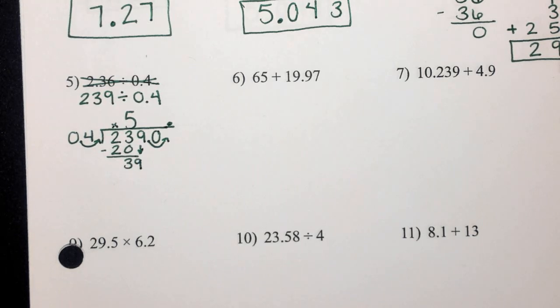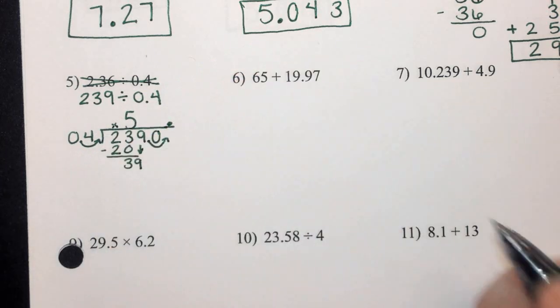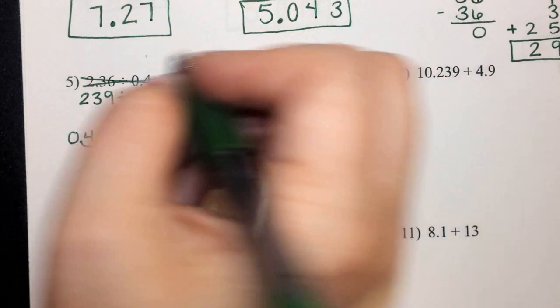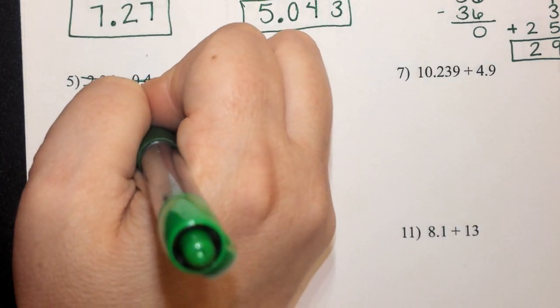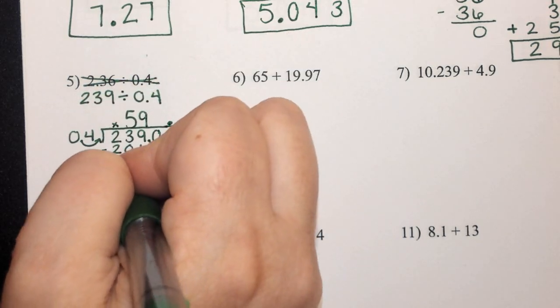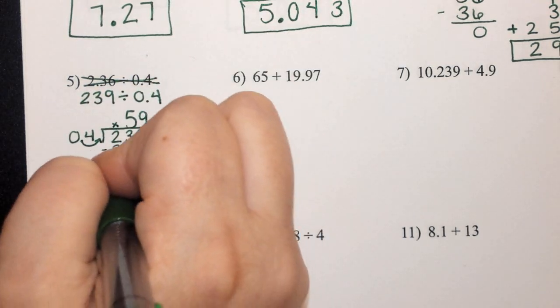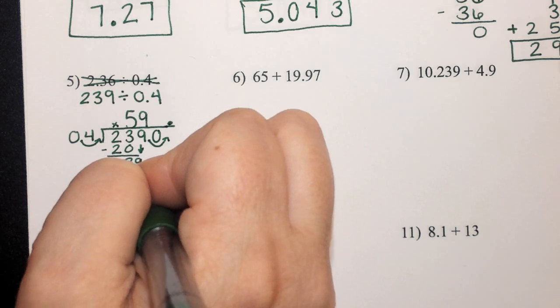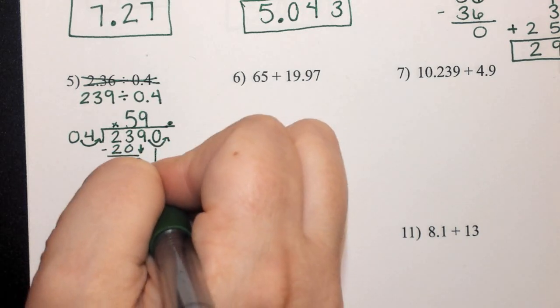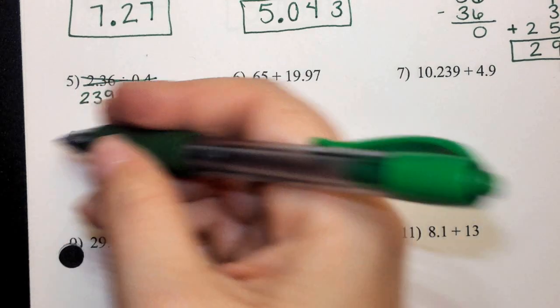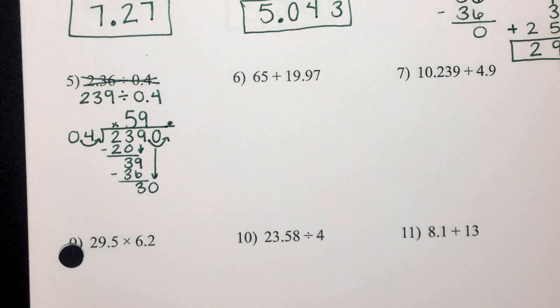See what happens. All right, 4 will go into 39 how many times? 9. So top of 9, we're writing 9. 9 times 4 is? 36. When I subtract, I get 3. Let's bring down a 0. How many times will 4 go into 30?